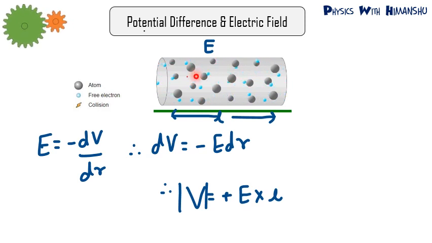So if there is a wire and a battery, so if there is potential difference, then there will be an electric field. And E is what? E is basically minus dV by dr. So dr will come on that side. So dV will be equal to minus E into dr. If you integrate on both sides and take the absolute value, because I only have to find the potential difference or electric field, the potential difference will come out to be the value of electric field into the length of the wire.